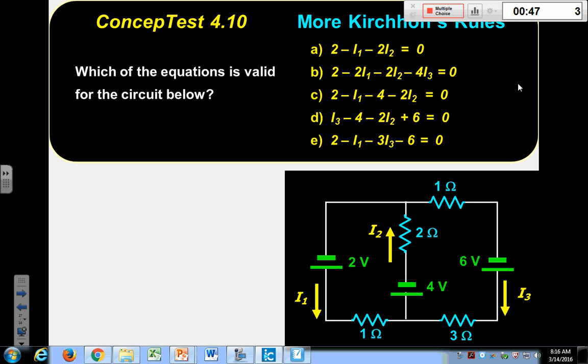It would be minus 2I2 because I'm going with the current, but notice that this 4-volt battery is left out. If I wanted to make that first equation correct, what would I put in for this 4-volt battery? Plus or minus 4 volts? I would put in minus because I'm going from high to low potential, and so that causes a drop in potential. So I know it's not A. Go through those other 4 equations and ask yourself the question, is this correct or incorrect? And we're looking for the correct equation for this circuit.